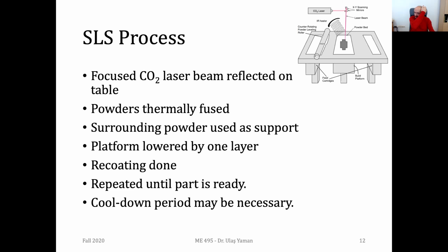And sometimes, again, depending on the company and on the type of SLS model you are using, you may need to wait, let's say, some hours after your part is ready, since it needs to actually reach room temperature.